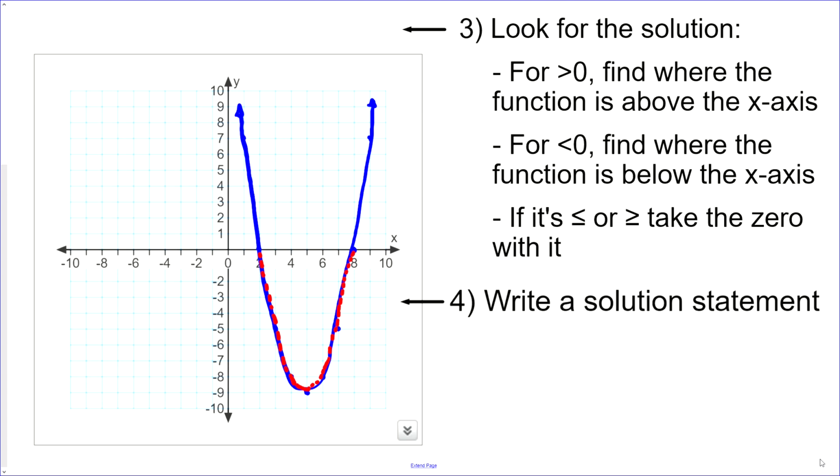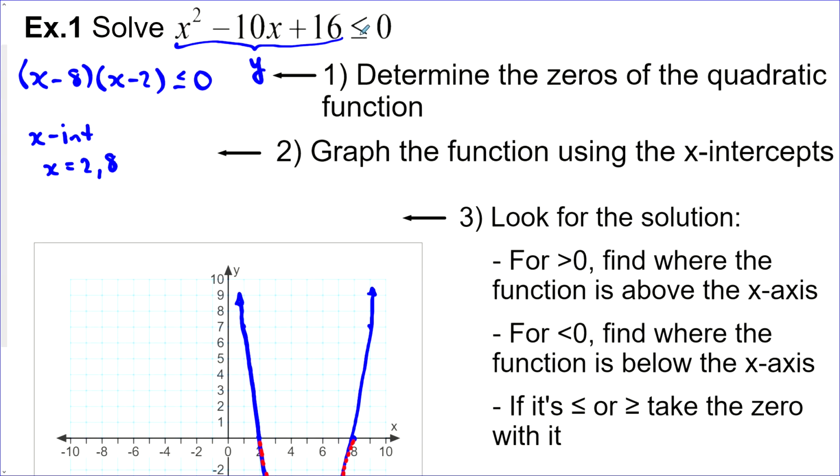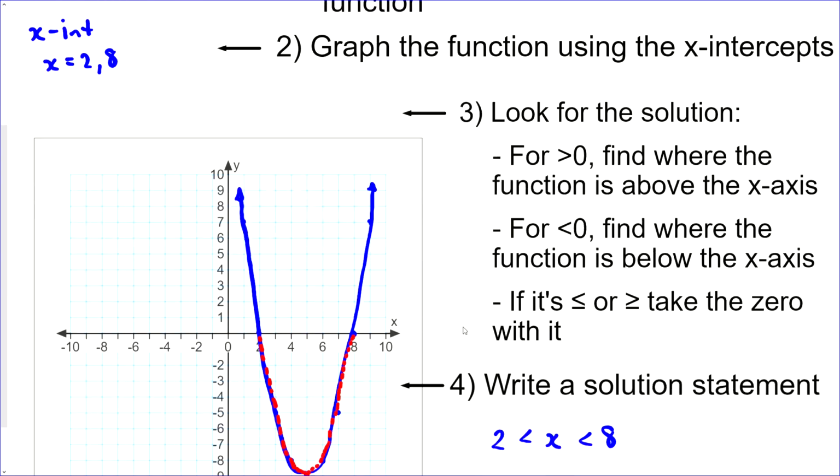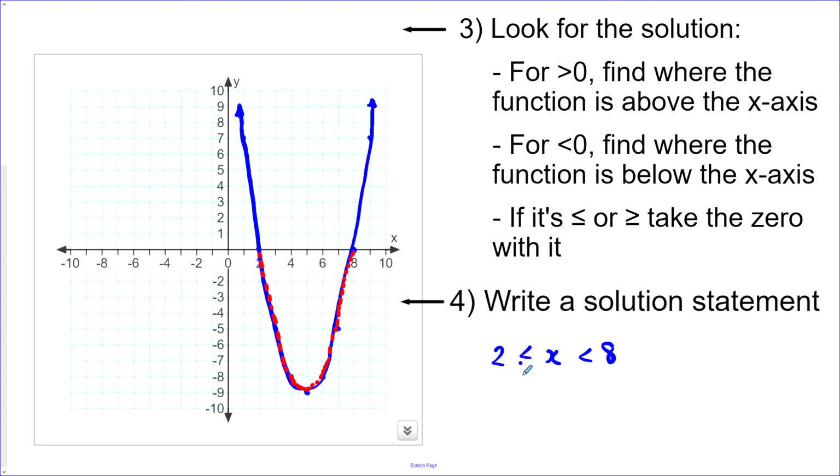So what values of x will make that happen? Well, in between 2 and 8 is where that happens. So all the x values in between 2 and 8. And since we are less than or equal to, we can take those x-intercepts as well. And so that's our solution statement.